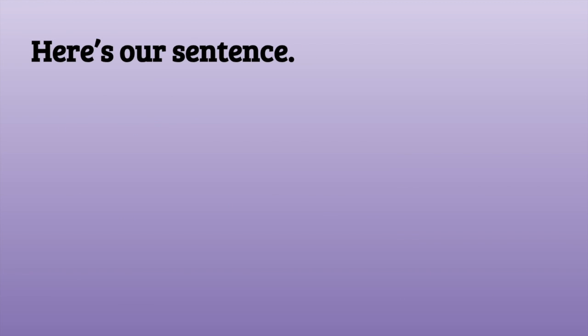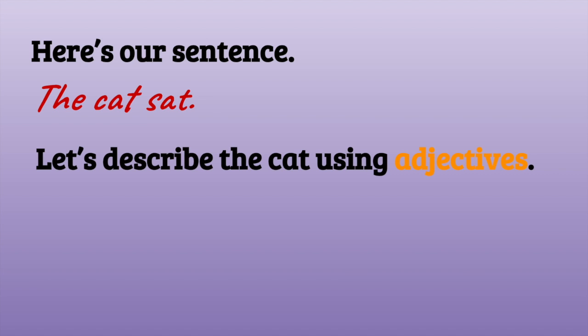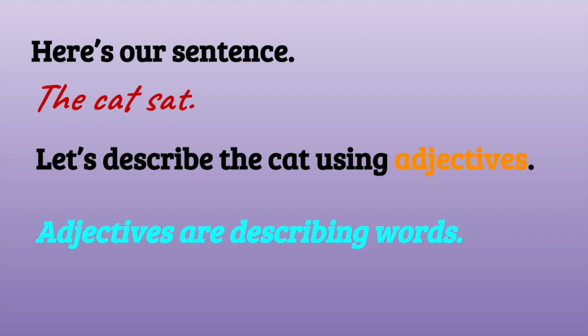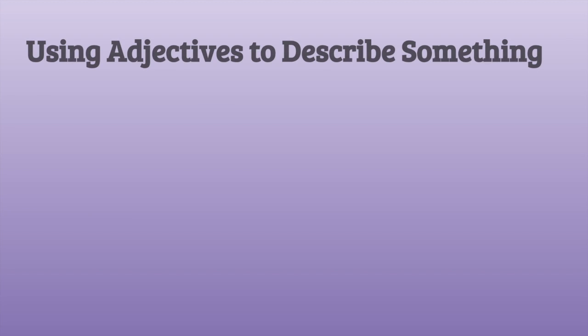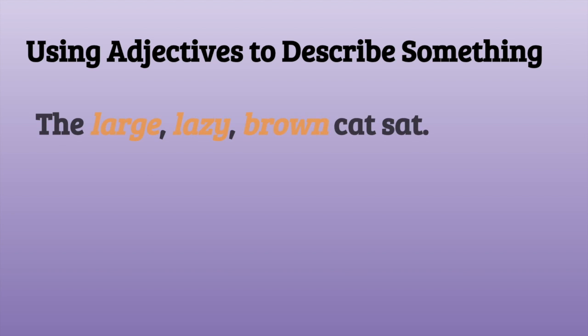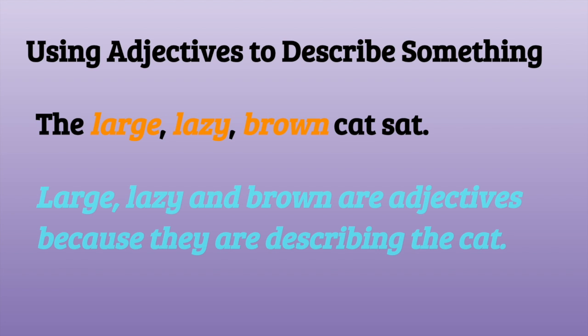Here's our sentence. The cat sat. Let's describe the cat using adjectives. Adjectives are describing words. Using adjectives to describe something. The large, lazy, brown cat sat. Large, lazy and brown are adjectives because they are describing the cat.